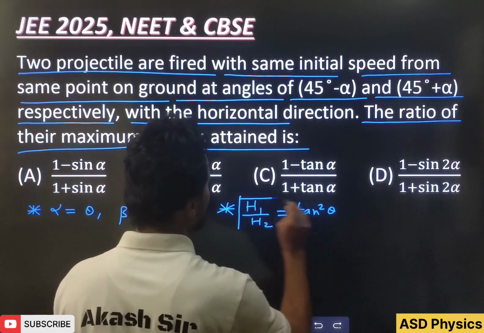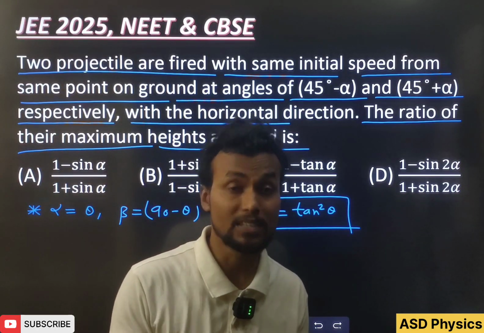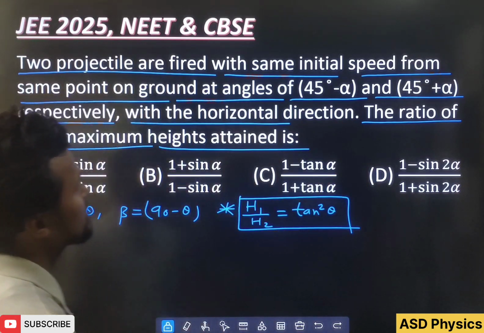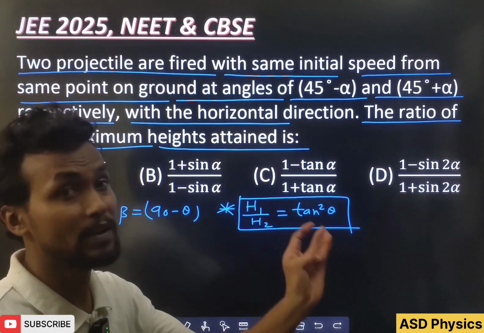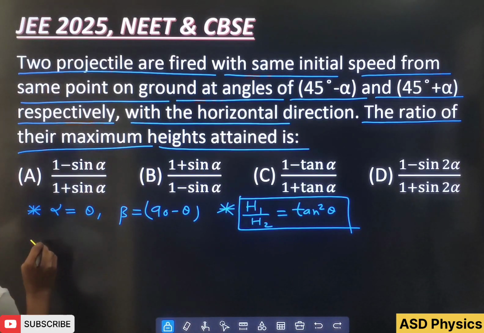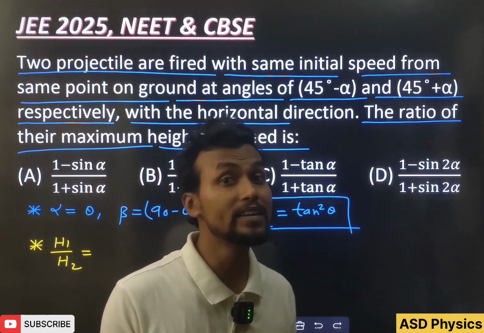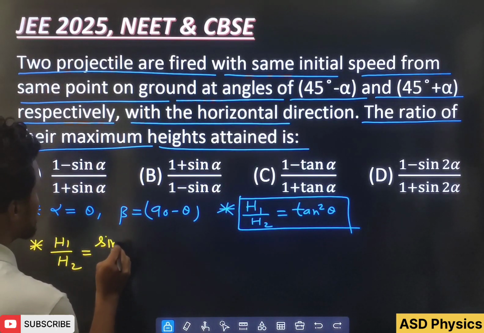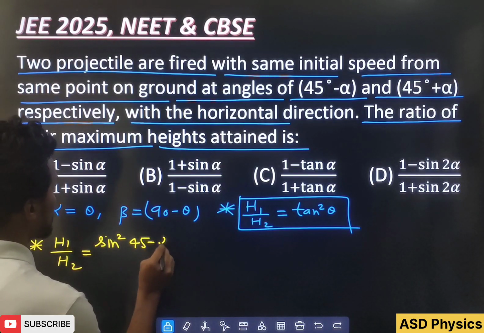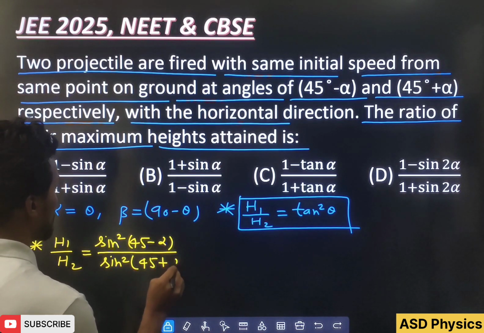This formula I have taught you in the last video also. But here in this question, what is happening? They are not telling theta and 90 minus theta. They are telling 45 minus alpha and 45 plus alpha. Anyhow, they are complementary angles, so all these concepts are applicable. Range is same, maximum height is different. So here we have to go with the basic formula. If I write h1 by h2, what is the H formula? H, you know very well, is u sin theta whole square by 2g. Anyhow, speed is same, 2g is same. So here we can write sin square 45 minus alpha by sin square 45 plus alpha. How can I tell that?